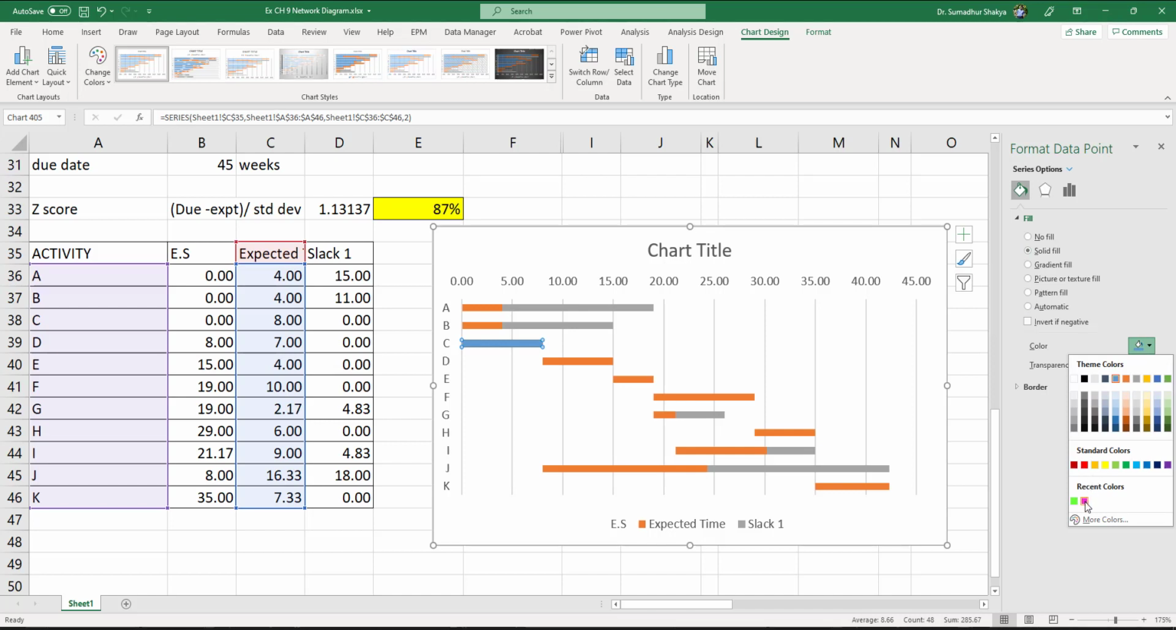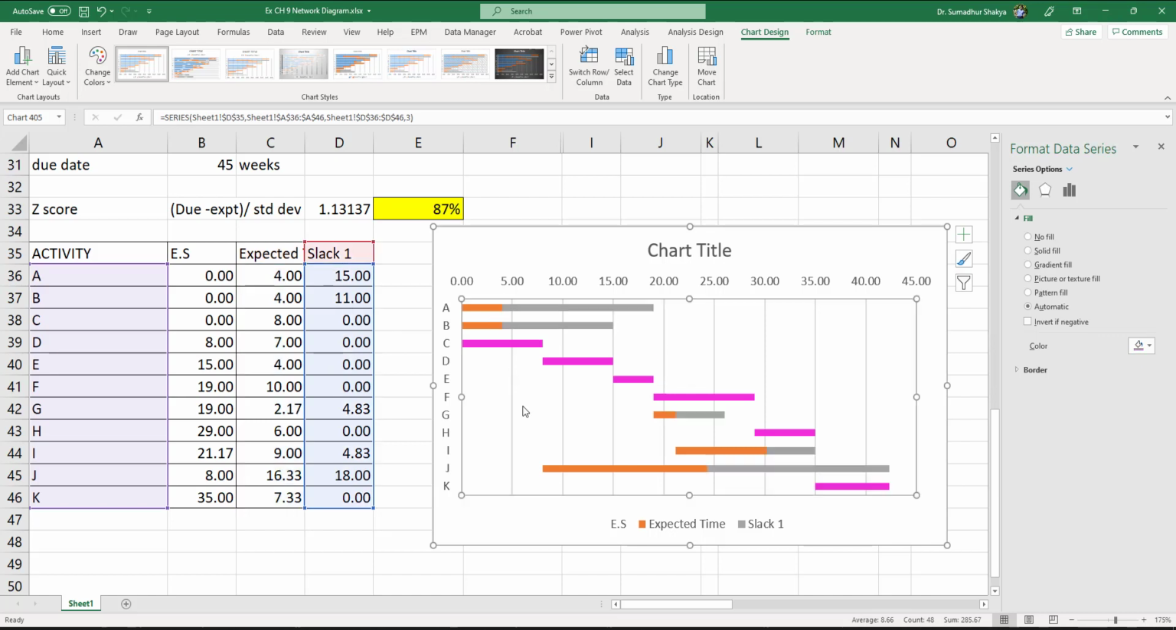Solid, and then C, D, E, F, H, and then K. Slack is fine. Now let me also try to label these.